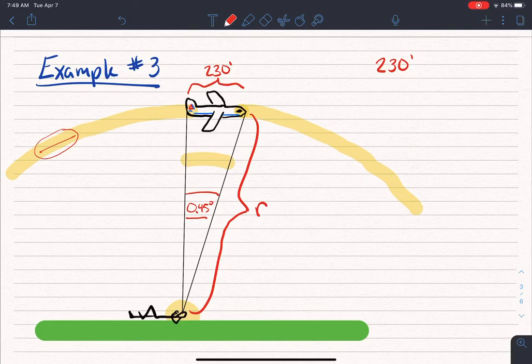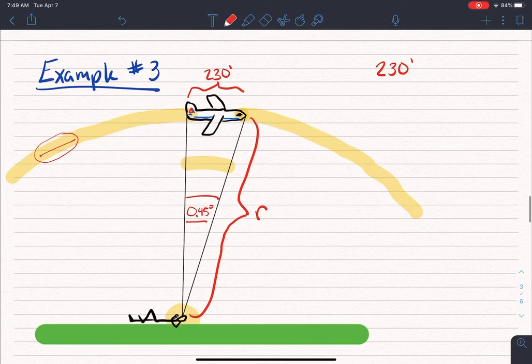And so what we're going to do is start with our basic formula that we know: arc length is equal to radius times theta. Now in this case, we have our arc length, that's right here. Our theta, we have that as well. What's the only problem with it? Well, the only problem is that theta is in degrees, and to use this really basic formula, theta always has to be in radians.